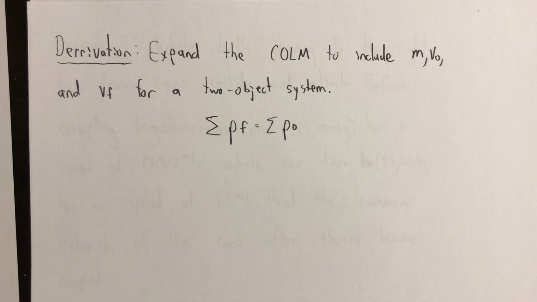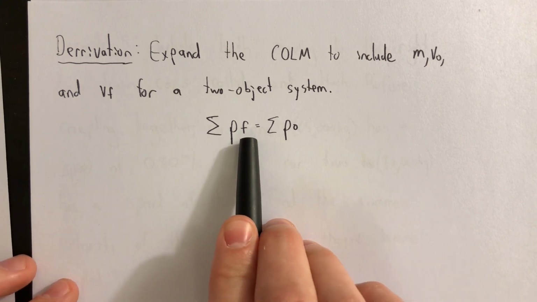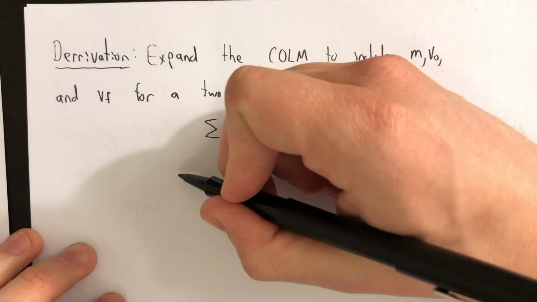Expand the conservation of linear momentum to include M, V0, and VF for a two-object system. We're always going to use two-object systems, so this will be useful once we derive this equation. So let's look at both of these pieces. The sum of our final momentums. Well, if there's two objects, that means there's going to be two momentums at the end. So we'll expand that out.